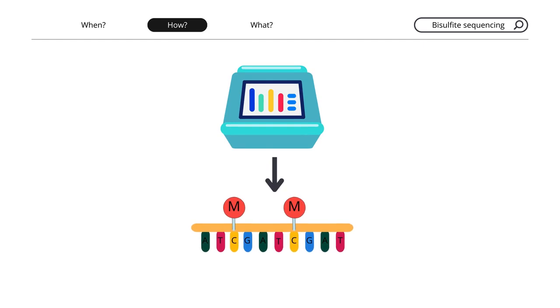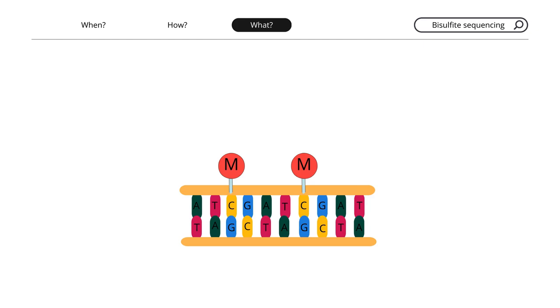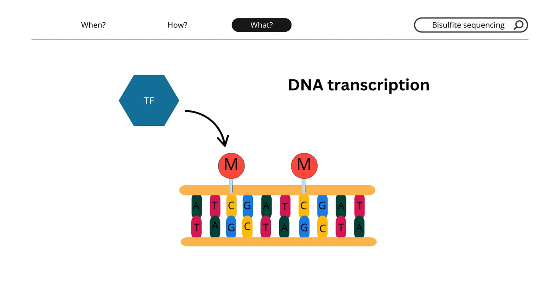After high-throughput sequencing, methylated cytosines will be read as cytosine, and unmethylated cytosines will be read as thymine. This method is useful for detecting DNA regions that are silenced through methylation. Methylation can repress gene expression by preventing transcription factors and other regulatory proteins from accessing DNA. By identifying these methylated regions, researchers can gain insights into how genes are regulated.